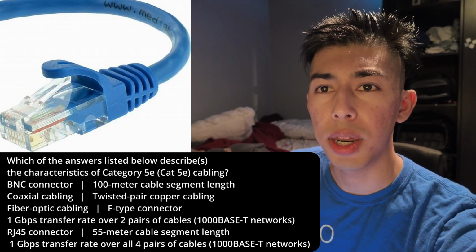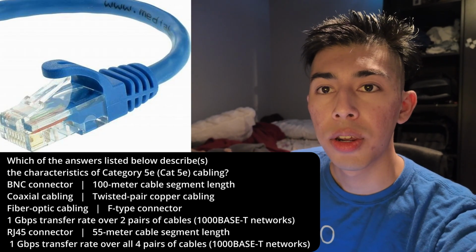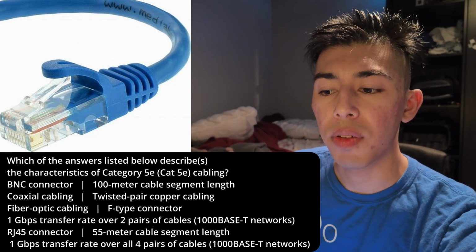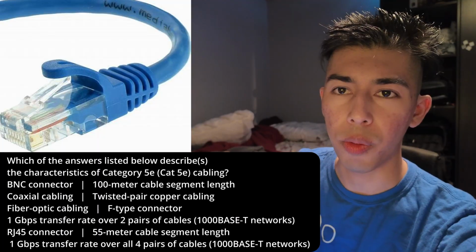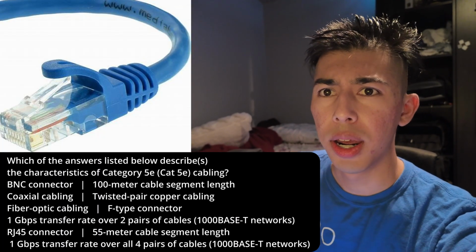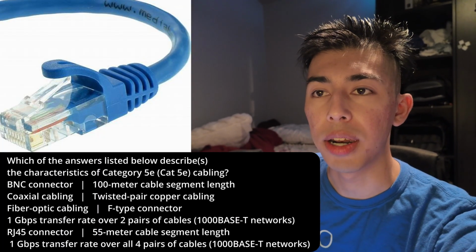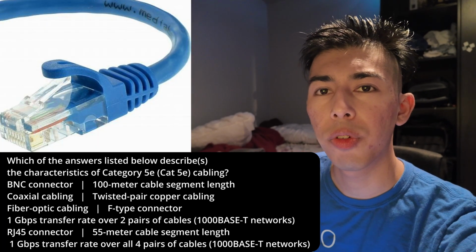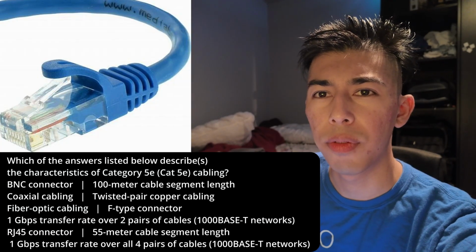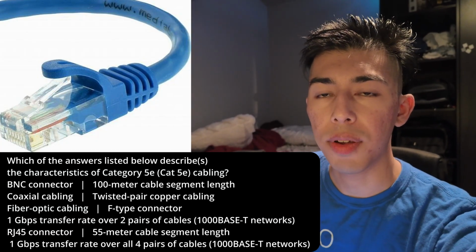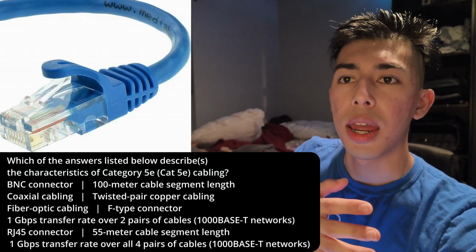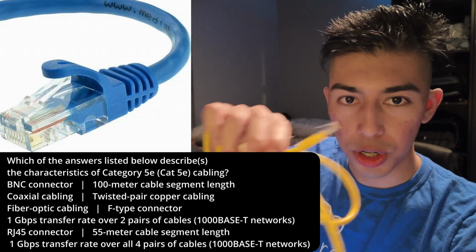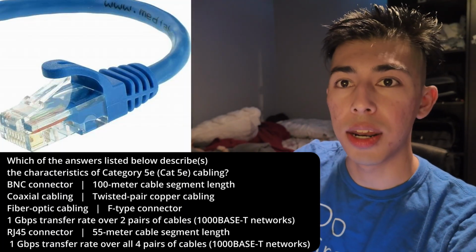Let's talk about meter segment length. So we have 100 meter cable segment length and 55 meter cable segment length. Cat 5e uses the standard, just like a lot of the other ones do, basically all of them do. It's 100 meter cable segment length by default. So let's see, we've gotten rid of that whole first row. Fiber optic we've gotten rid of. It does use an RJ45 connector. I know we talked about BNC connector and F-type connector previously being for coaxial cables. This uses an RJ45 connector, and that's what's at the end there.